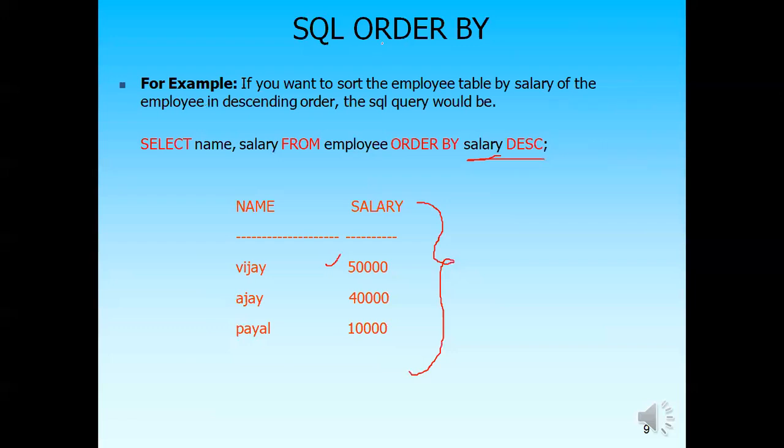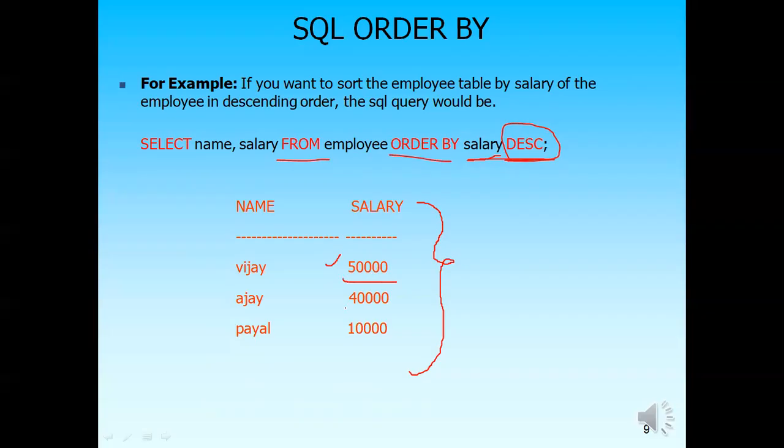If you want to sort the employee table by salary in descending order, then you can use DESC here. By default, my query sorts the result in ascending order, so there is no need to mention ASC. But if you want to display the result in descending order, you can use DESC. The same query, only we want to display the result in descending order. So select name, salary from employee order by salary, and you need to mention which order you want, that is DESC.